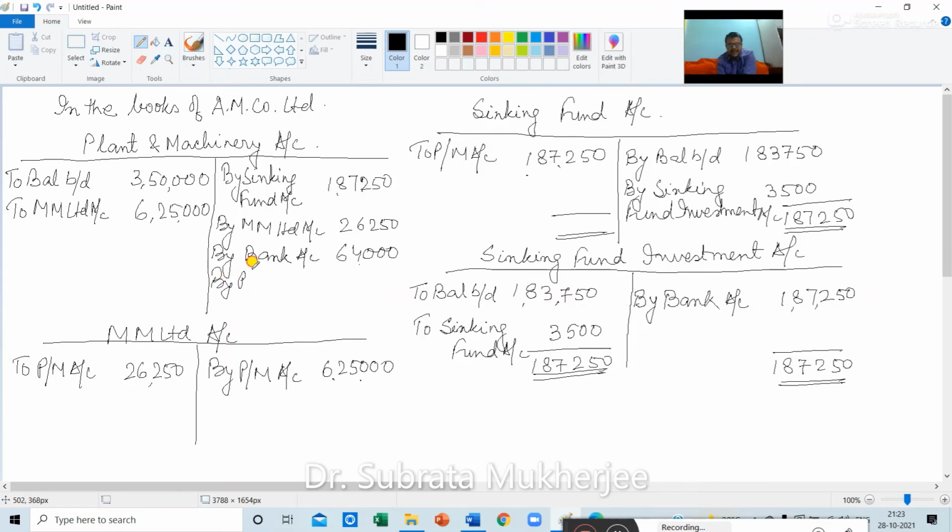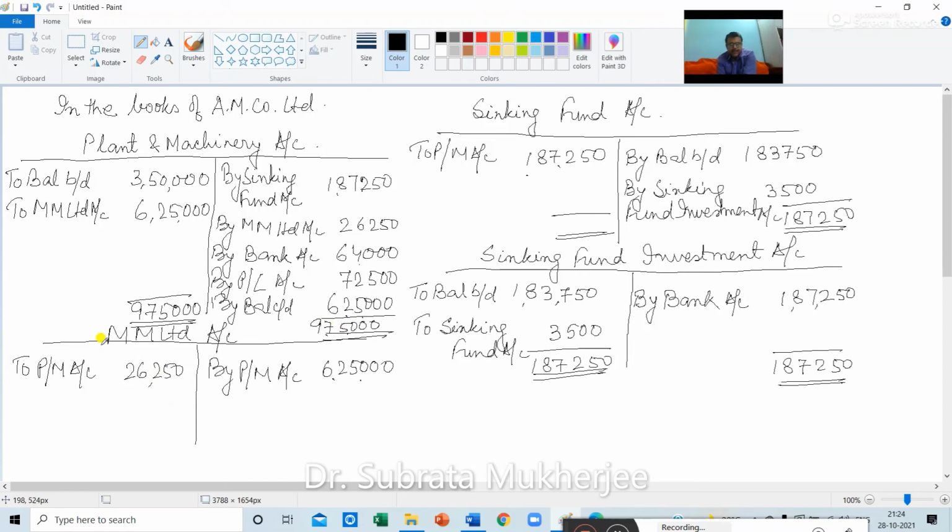So by profit and loss account, you have to write the profit and loss on sale of this 3,50,000. There was a loss incurred for rupees 72,500. So the balancing figure in plant and machinery account will be 6,25,000, and the loss that was incurred from the disposal of the old machinery was 72,500, which is the balancing figure in plant and machinery account. So total of plant and machinery account is 9,75,000 and 9,75,000 on the credit side.